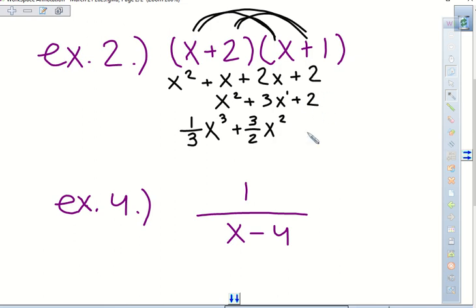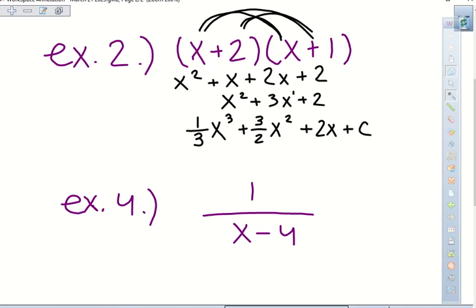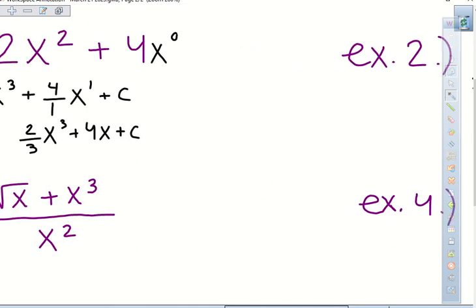And then anytime you have a constant, it's just going to be added an x in, and I have a better explanation for why that is in example 1. And then you have to add in the constant. And that would be your antiderivative.